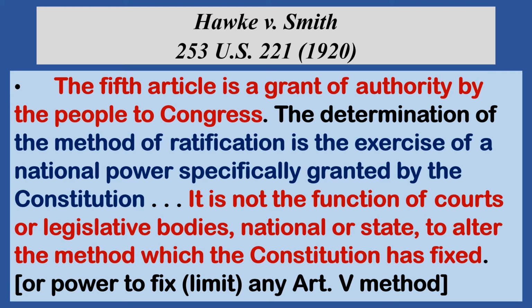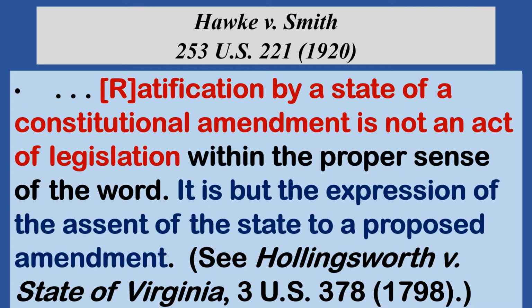They also would not have the power to alter the proposal method, and if no proposal method is stated, they do not have the power to fix it in the first instance. So the state legislatures do not have the power to limit the topics that can be discussed at the Article 5 convention. The court goes on to confirm a point that was decided way back in 1798 in a case called Hollingsworth versus State of Virginia, that constitutional amendment is not an act of legislation. And so the rules regarding legislation in Article 1 will not apply to the Article 5 process.